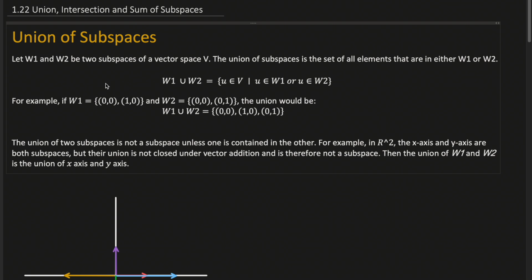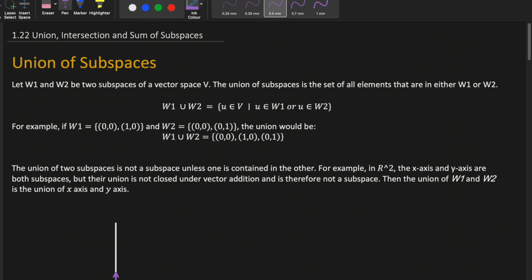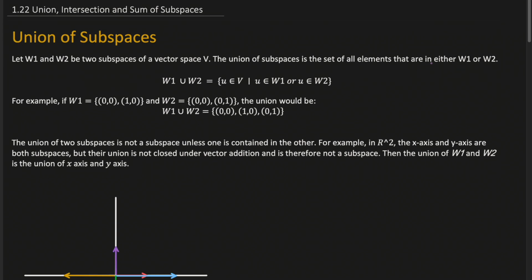So let's first start with the union of subspaces. Let W1 and W2 be two subspaces of a vector space V. So V is a vector space and W1 and W2 are its two subspaces. The union of these two subspaces will contain all the elements that are either in W1 or W2. Okay, it is mentioned either, either in W1 or W2.